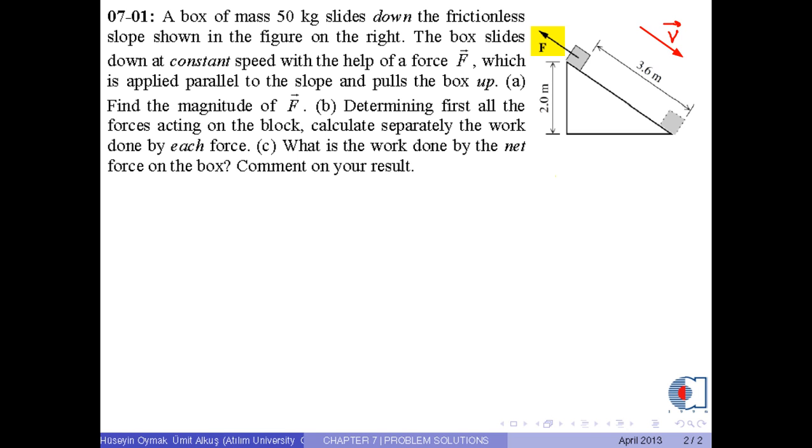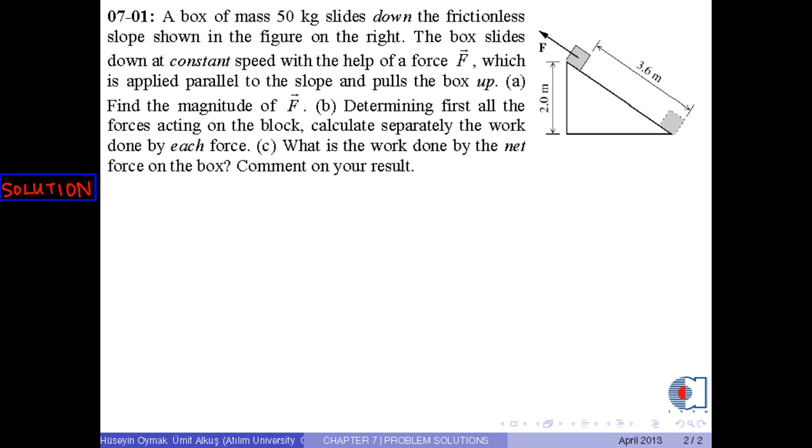In this problem, we will find the magnitude of F in part A. Determining first all the forces acting on the box, we will calculate separately the work done by each force in part B. And finally, we will find the work done by the net force on the box. Okay, let's start.